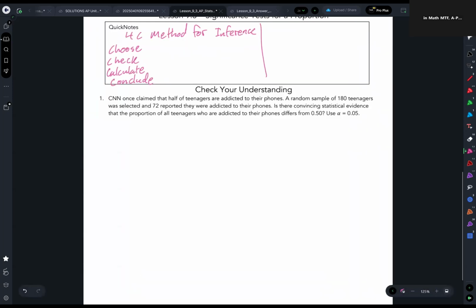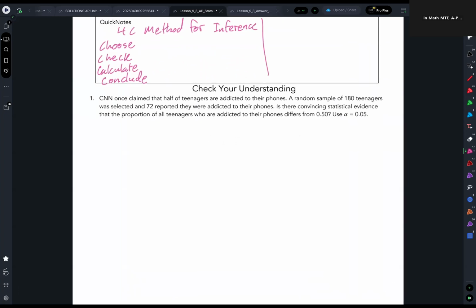So CNN once claimed that half of teenagers are addicted to their phones. A random sample of 180 teenagers was selected, and 72 reported that they were addicted to their phones. Is there convincing statistical evidence that the proportion of all teenagers who are addicted to their phone differs from 0.5? And so right away, "differs from," remember, that's a huge indication, like we're collecting evidence for that. So the alternative is P does not equal 0.5.